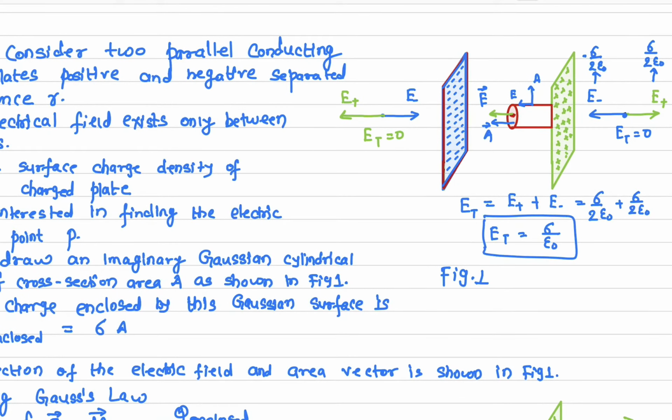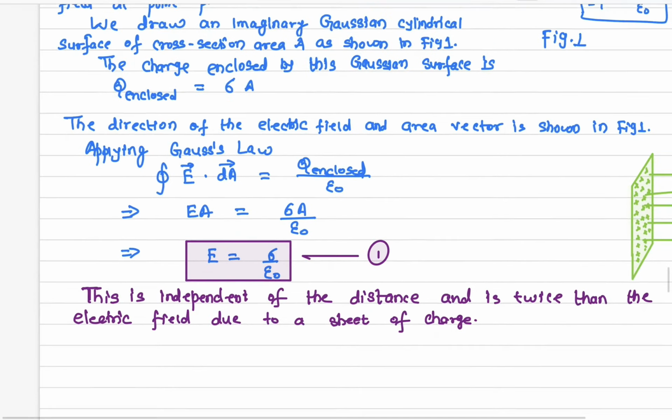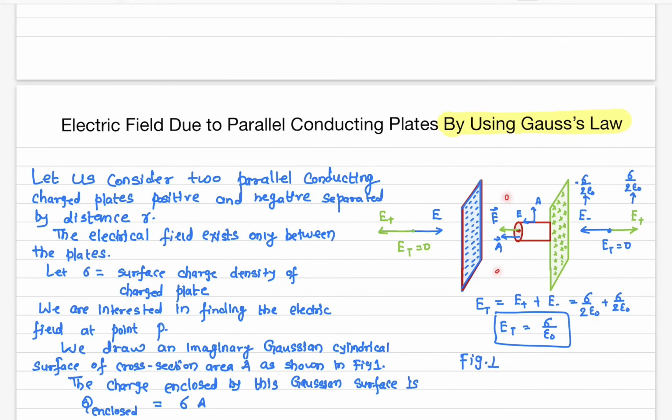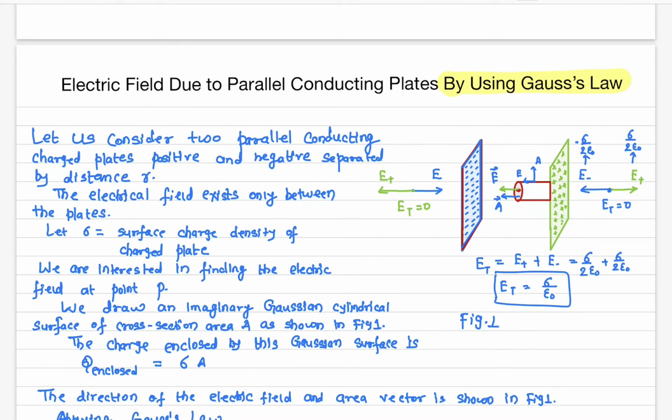If you have only one charge plate, the electric field is sigma over 2 epsilon naught. Now if you have two charge plates, the positive and negative, then in between the electric field is doubled. That's what we see here, sigma over epsilon naught. And also one important point is it is independent of the distance. It doesn't matter where you measure, whether you measure here, here, here, any point between the plates, you will get exactly the same electric field, sigma over epsilon naught.